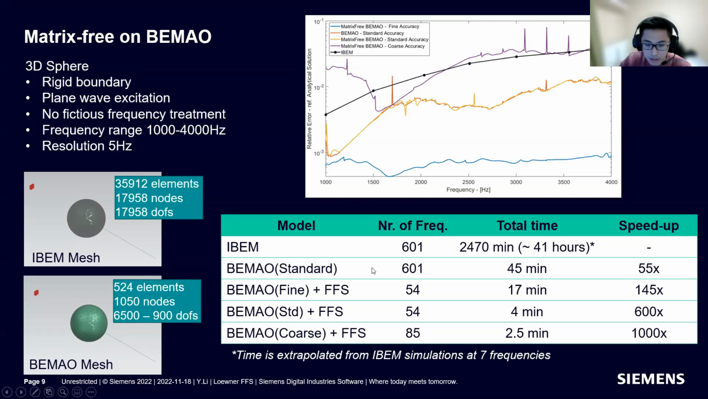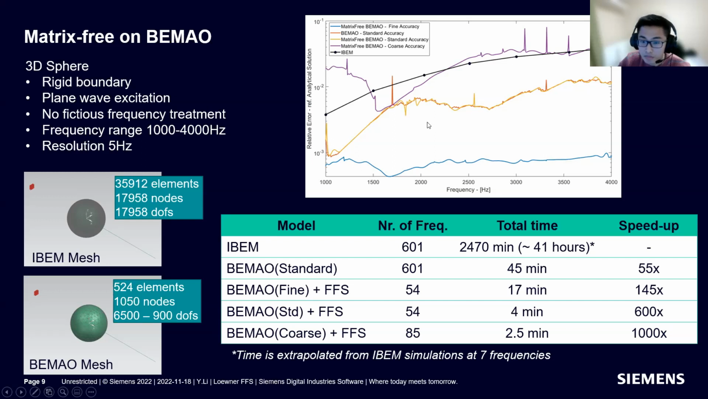But on top of that, if we consider a fast frequency sweep from matrix 3, we can further reduce the total wide frequency simulation cost by reducing the number of frequencies required in the simulation. And for fine and standard, we end up with 54 frequencies. And for coarse mesh, we have a bit higher number of frequencies.